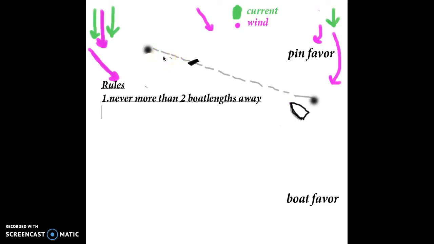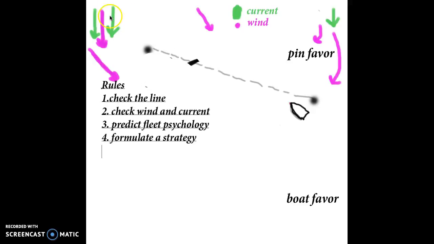What we saw in practice was people would drift about a boat length to 2 boat lengths away while they're setting up, holding their spot on the line like you normally would, but when they accelerated to go, it took them 3 or 4 times as long to cover the same distance as normal, so we had a lot of people starting late. The rules I have up here, they're not rules, they're more of a pre-start procedure.